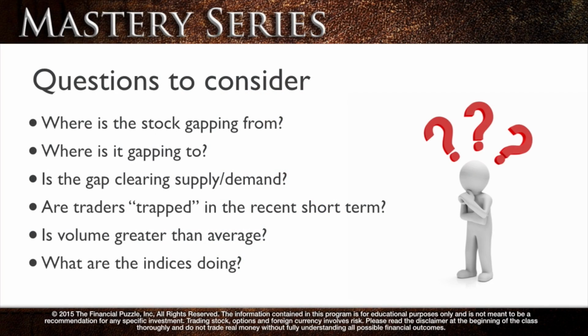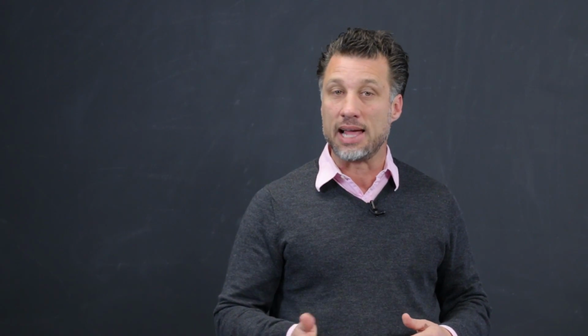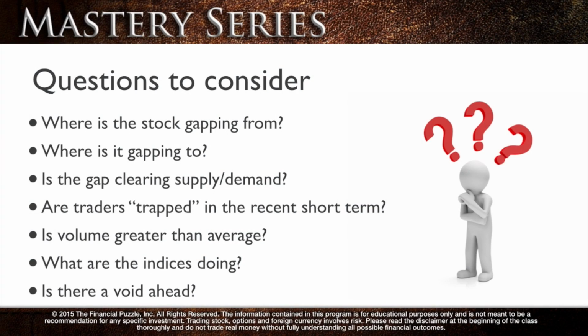And then, what are the indices doing? I'm going to speak about that when we actually rate these gaps, about how this gap relates to what the indices are doing. And then lastly, is there a void ahead? When I say the word void in my previous classes, students always ask me what that is. A void is really nothing but the area of old supply, which now becomes new demand, and the next overhead level of supply. That area in between supply and demand is a void. We want to make sure that we have a nice, clean, tradable void from a demand level to a supply level so that we can actually get paid on these significant gaps when we trade them.